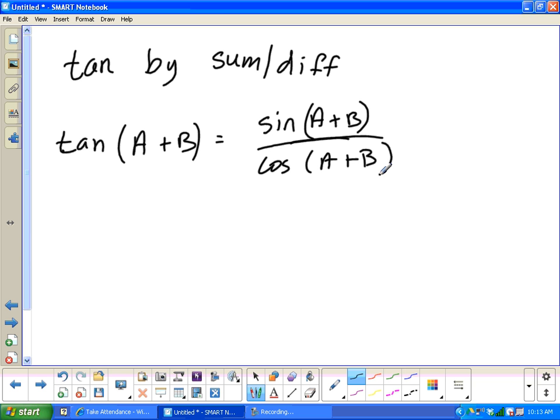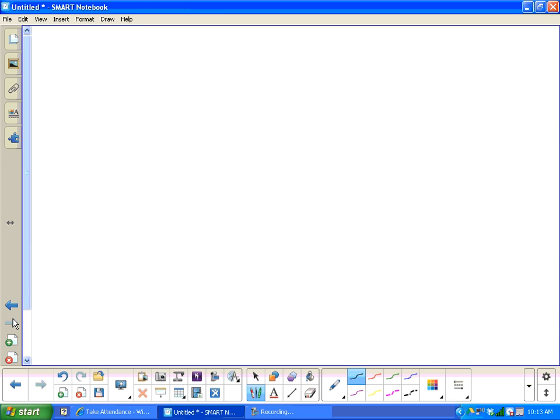Okay, now let's try one with a tangent here. Let's do the tangent of 165. Or let me think about that. Yeah, we'll do that one. So let's find the exact value here by using a sum or a difference.